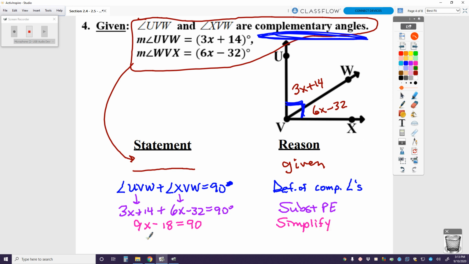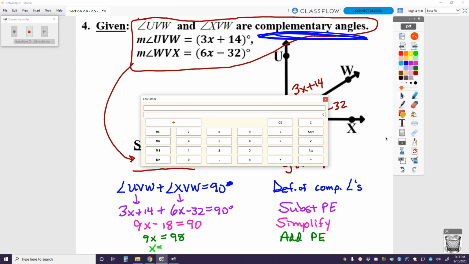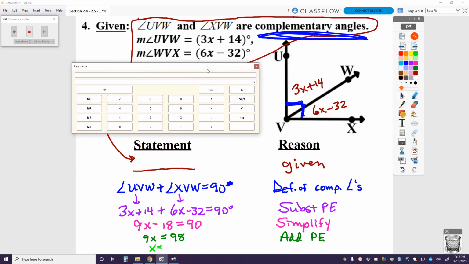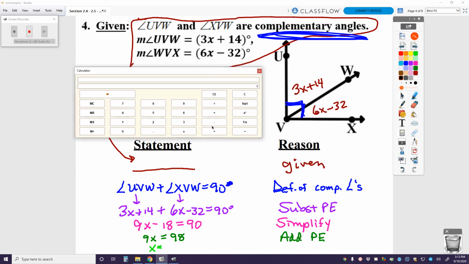Then we're going to add that 18 over to the 90 to get 98. And so we use the addition property of equality. And then let's see, last but not least here, we're going to divide that 9 over. Now 98 divided by 9. I'm going to say that I made a small mistake here.